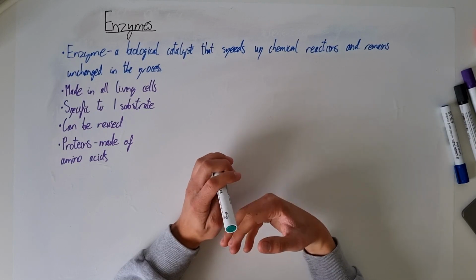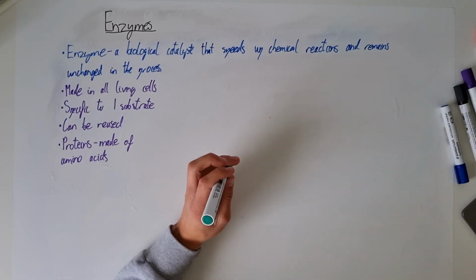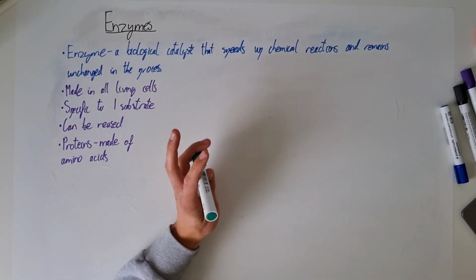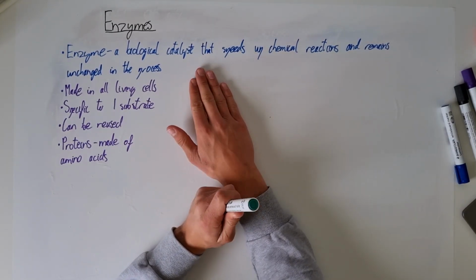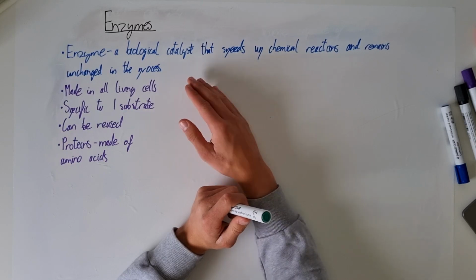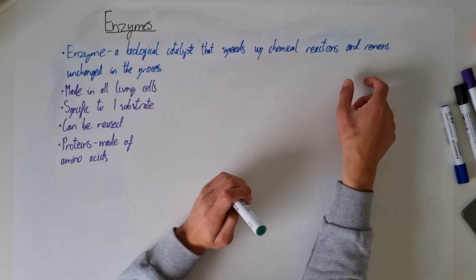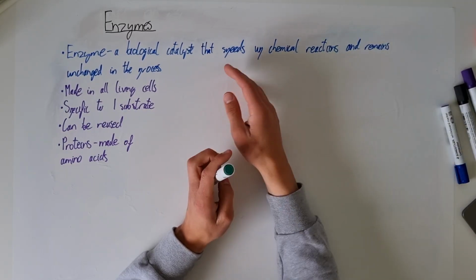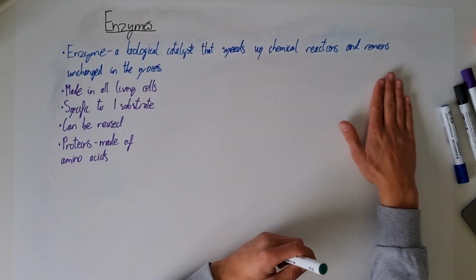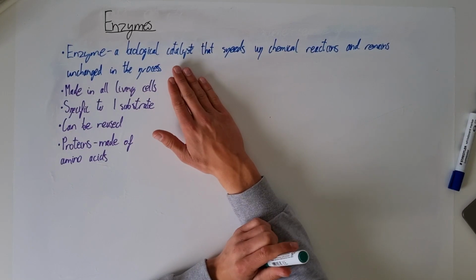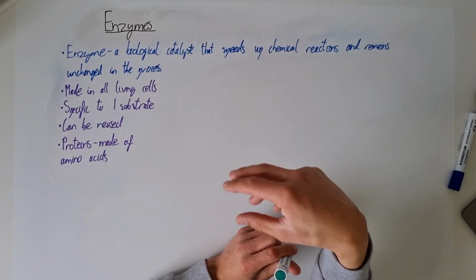So, just starting off with enzymes, let's take a look at the various key points I've got written down here. First of all, the definition of an enzyme: a biological catalyst that speeds up chemical reactions and remains unchanged in the process. So a catalyst is just something that speeds up a chemical reaction. But this is a biological catalyst that speeds up chemical reactions and remains unchanged.